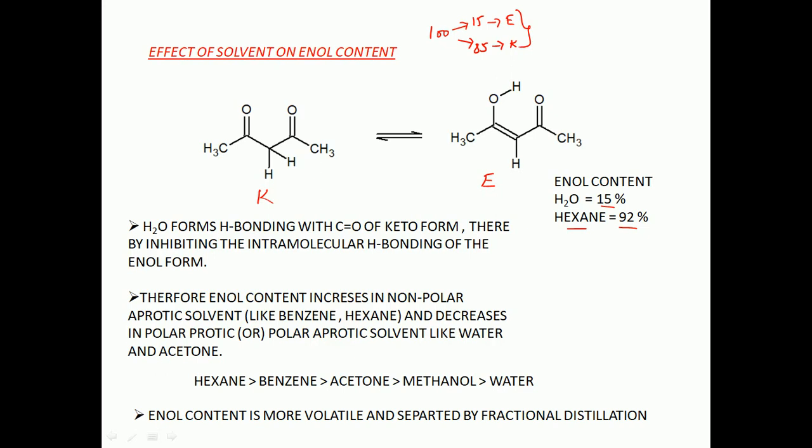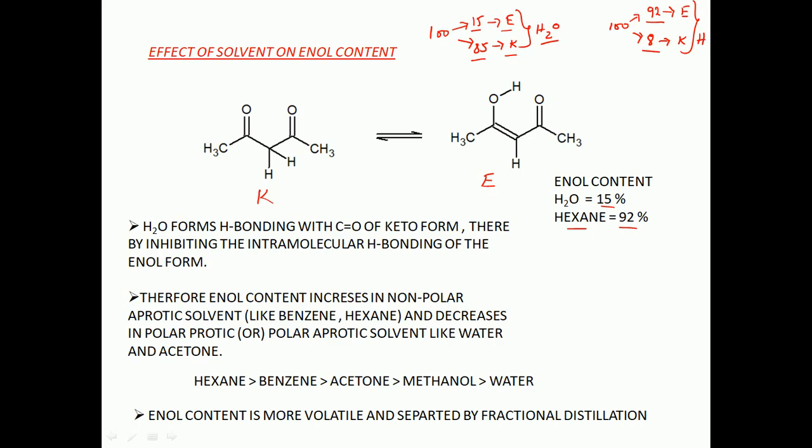If I take water as a solvent, that is the case. Suppose I take hexane as a solvent, out of 100 molecules, 92 molecules exist in enol form and 8 molecules exist in keto form. The percentage of enol and keto form varies with respect to the solvent. Here, when I am using water as a solvent, 15% for the enol and 85% for the ketone. If I use hexane as a solvent, 92% for the enol, 8% for the ketone.